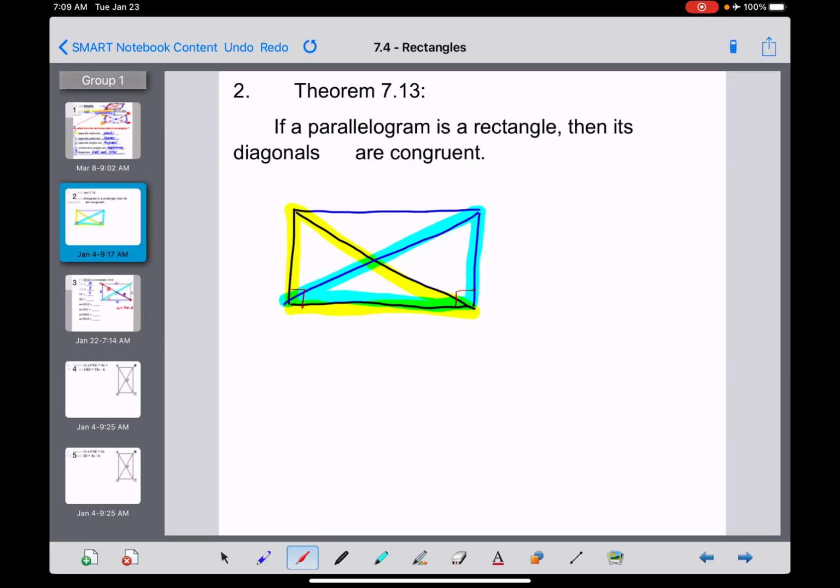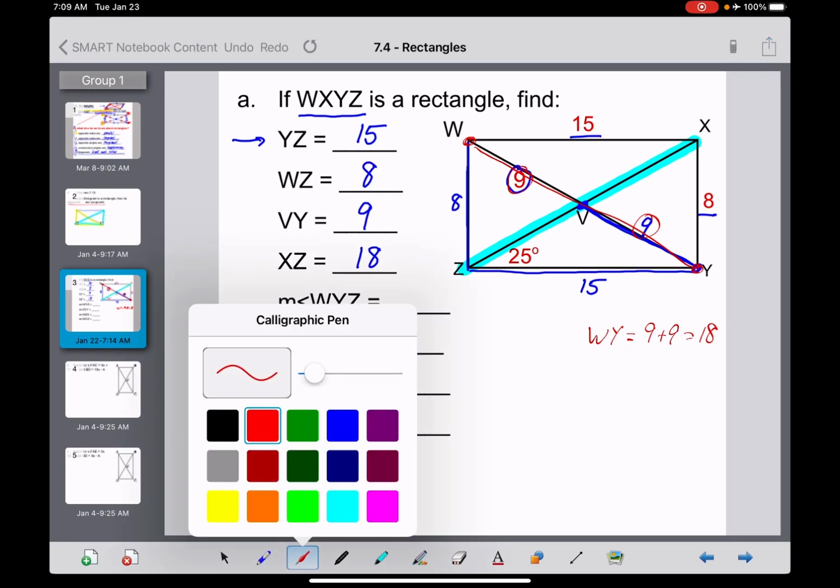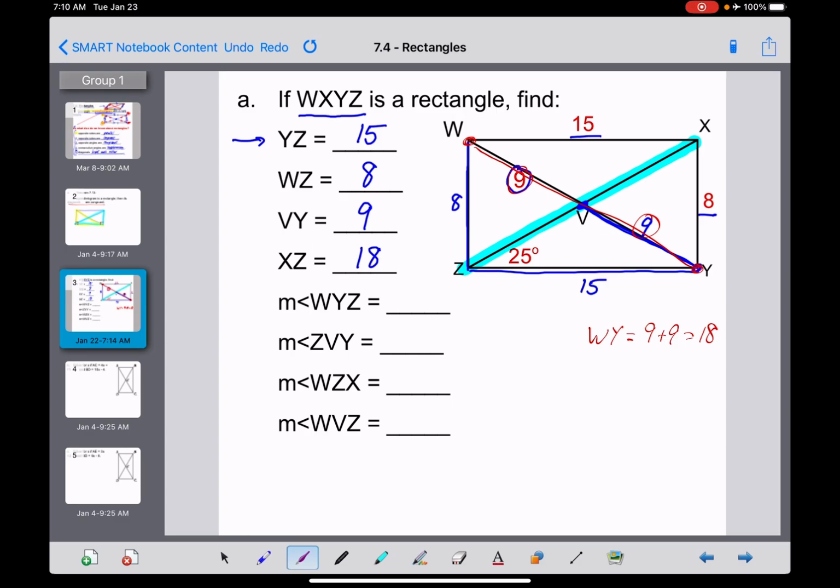And one more time, the diagonals in a rectangle have to be congruent. So line segment XZ is going to have the same measure there of 18. Okay, that is it for side lengths. Now we start talking about angle measures a little bit more right here. So I'm going to switch colors right here, make that a little bit easier to see, and let's start talking about angles.